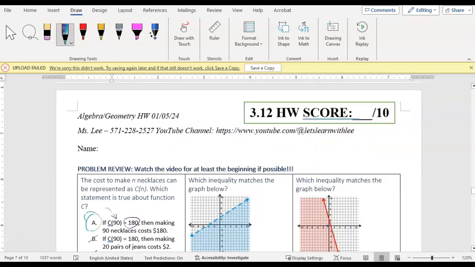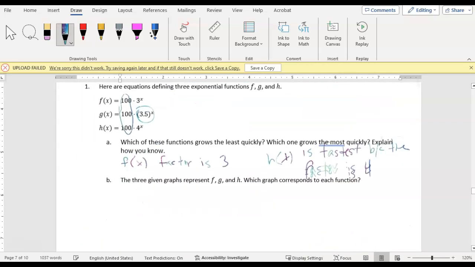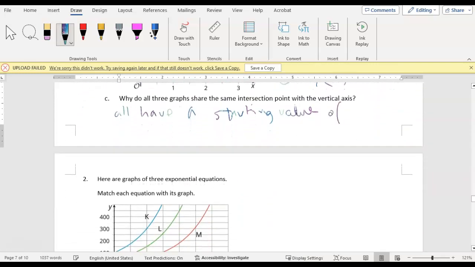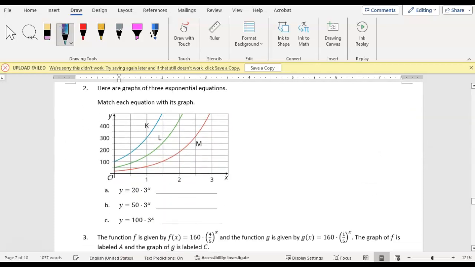If we go back into our equation of 100. All right, so that starting value is the same for all three graphs. Now it says here are three graphs of three exponential equations. Match each equation with a graph.